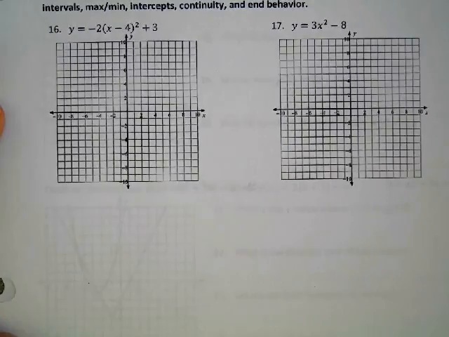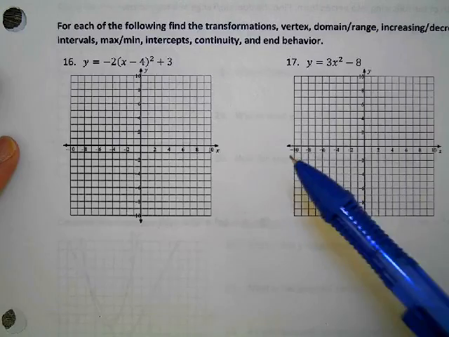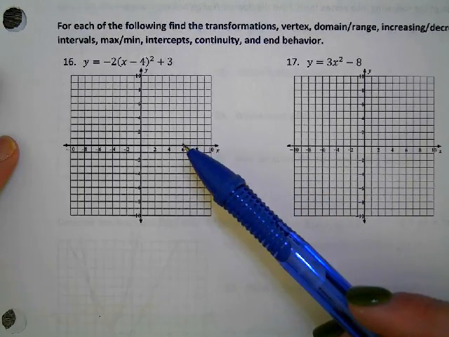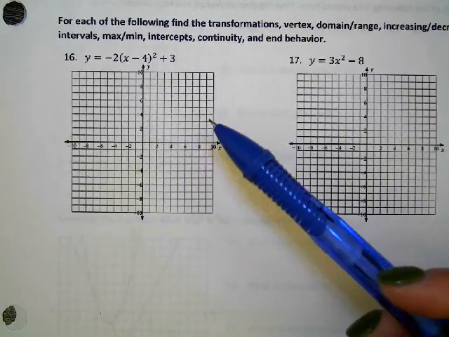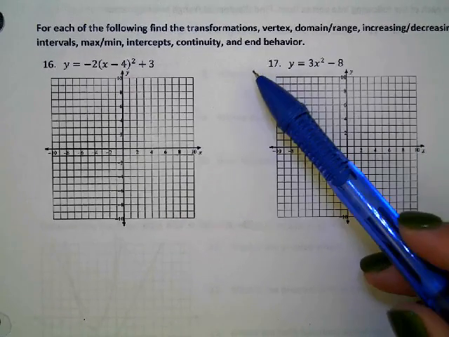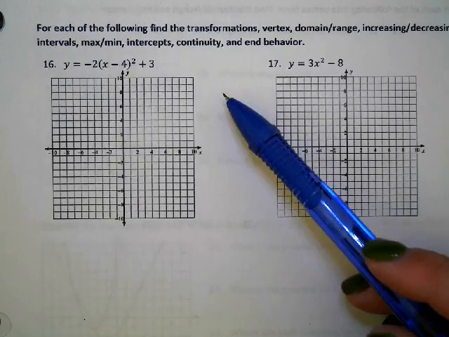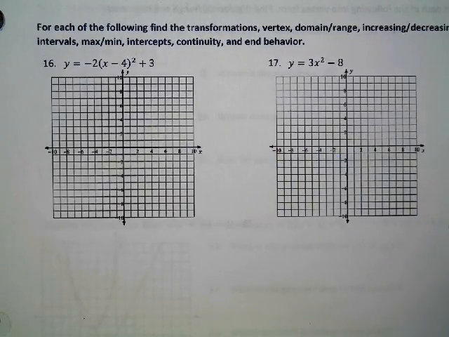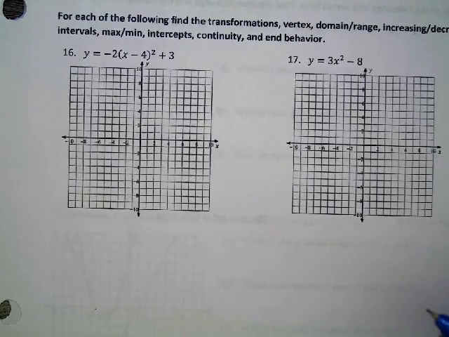Okay, so test review 16 through 19. So we have a quadratic, and basically it's asking you to graph it and then to go through and find all the different transformations for it. So if we're graphing a quadratic, we have to start with the points for a quadratic.